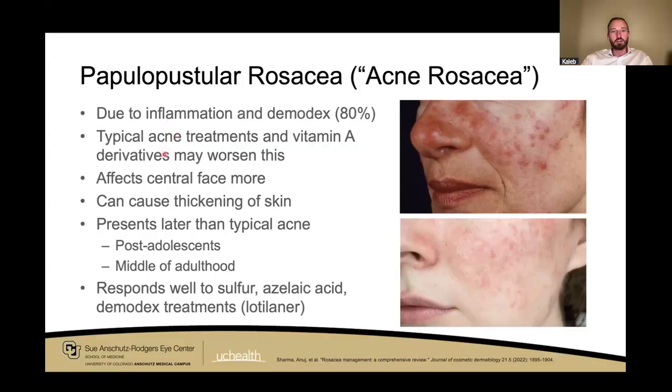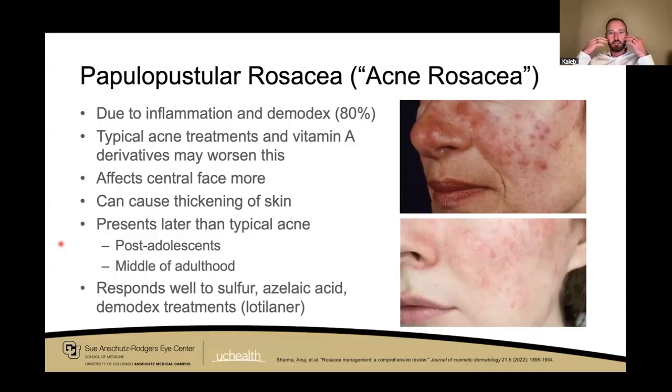So typical acne treatments don't really work well for this. Vitamin A derivatives can actually worsen this. This can cause thickening of the skin. Now, one thing that's interesting with this is it presents later in life than typical acne. So when it comes to typical acne, we're thinking about patients that are adolescents. We're talking about people that are teenagers, that they have this spike in testosterone that's happening around those teenage years.